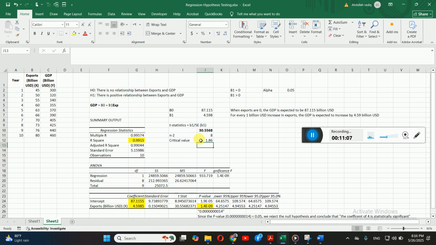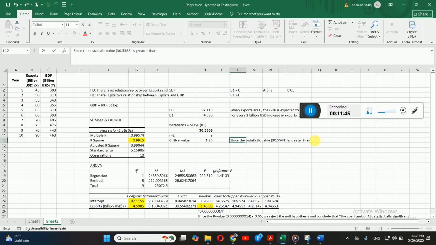If you're not using this output, you should find the t statistic, right? And then you should have the degree of freedom and the critical value, right? The degree of freedom and the alpha help you find the critical value. And then you should compare your t statistic with the critical value. In this situation, the interpretation is: since the t statistic value, which is 3.5568, is greater than the critical value, which is 1.860, we reject the null hypothesis at the 5% significance level.